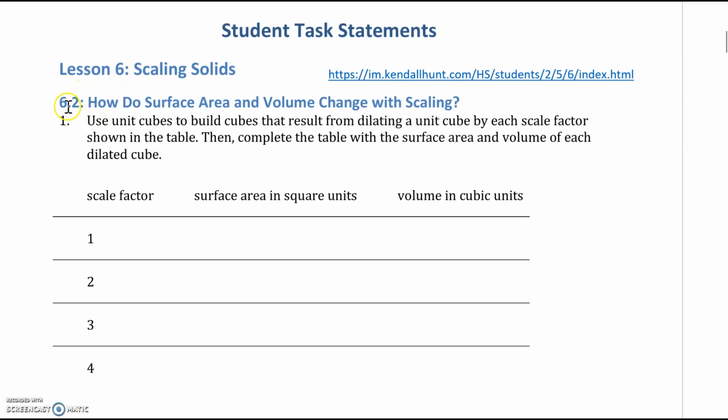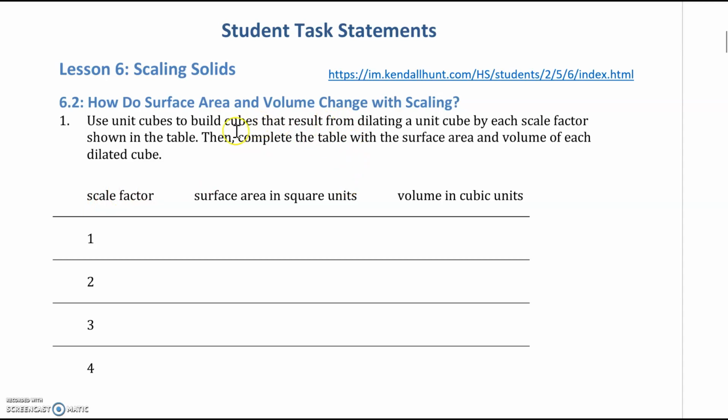Unit 5, Lesson 6, Problem 2. First we're going to use unit cubes to build cubes that result from dilating a unit cube by each scale factor shown in the table. Then we're going to complete the table with the surface area and the volume of each dilated cube.